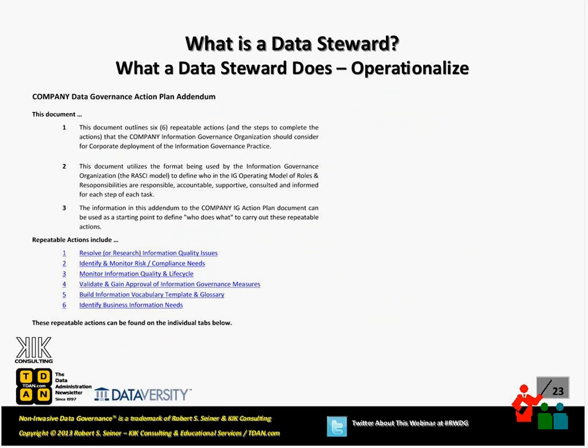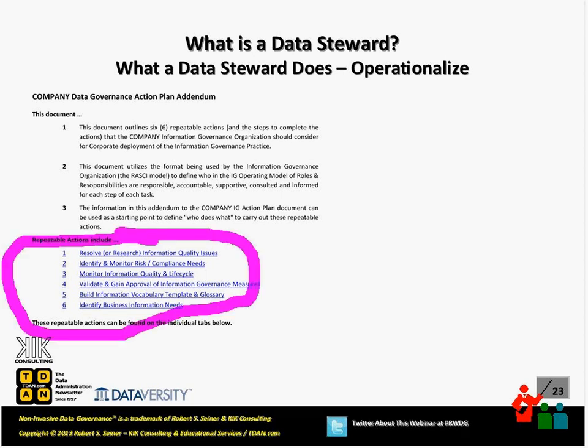Here's another picture I've shared with people throughout different webinars. This is called the Governance Action Plan Addendum. If you look closely, you'll see there are six primary activities that a lot of organizations focus on when they're implementing governance: resolving or researching information quality issues, identifying and monitoring risk, monitoring quality, validating measures, and so on. These are six of the primary processes that organizations apply governance to, and therefore engage their data stewards in those activities.